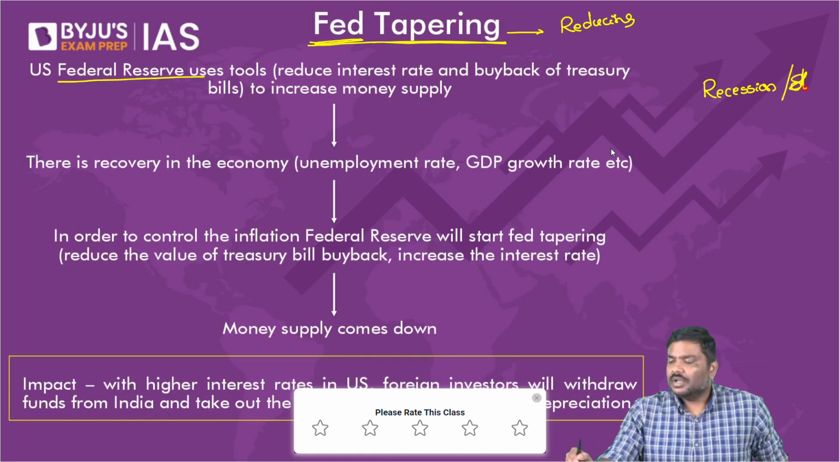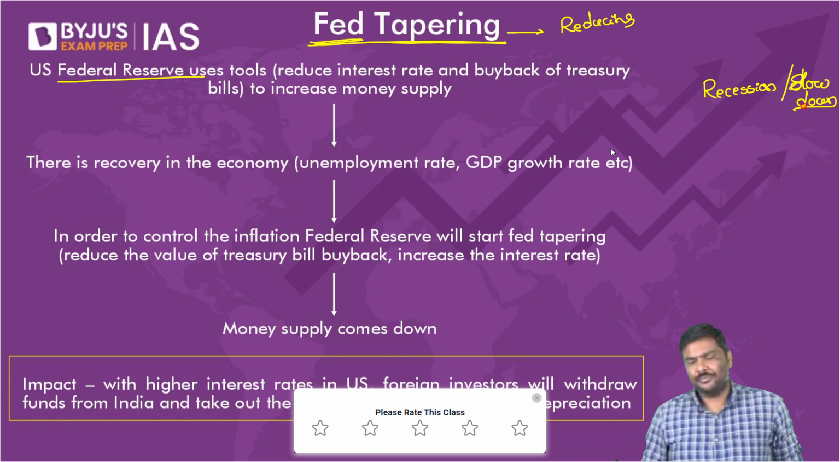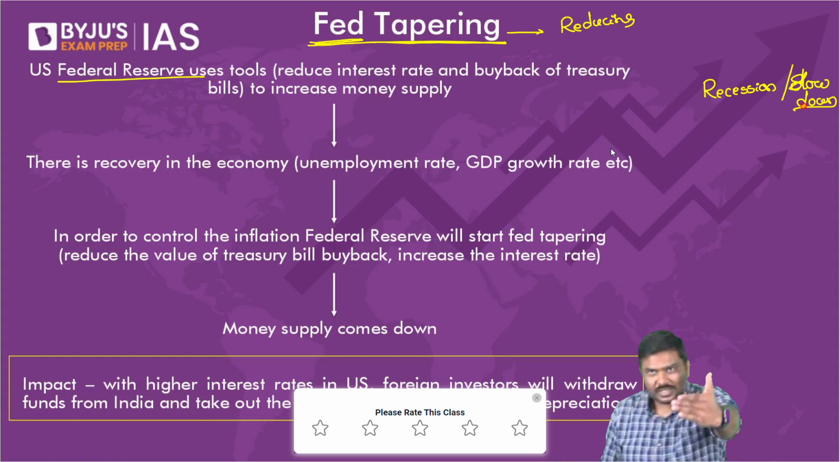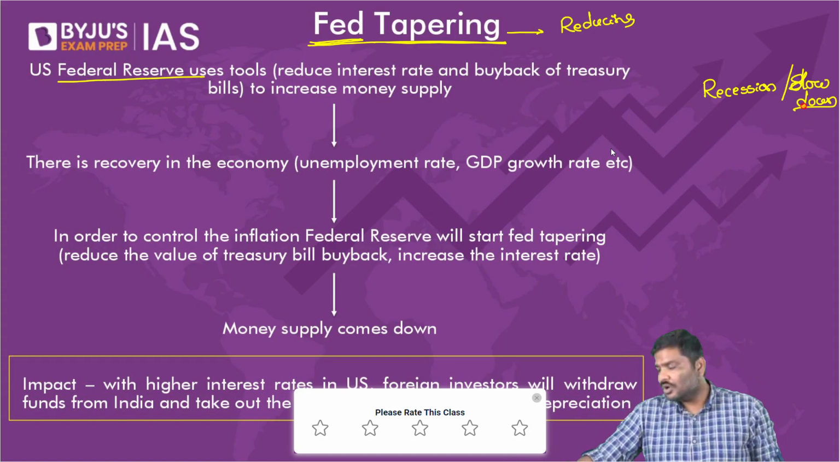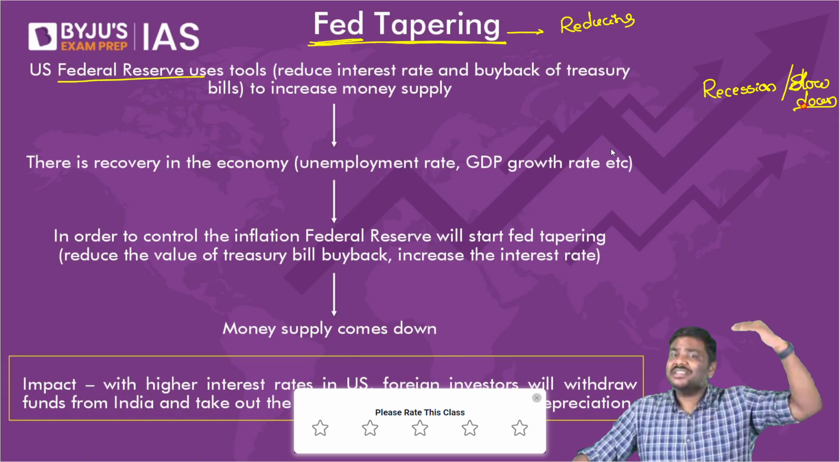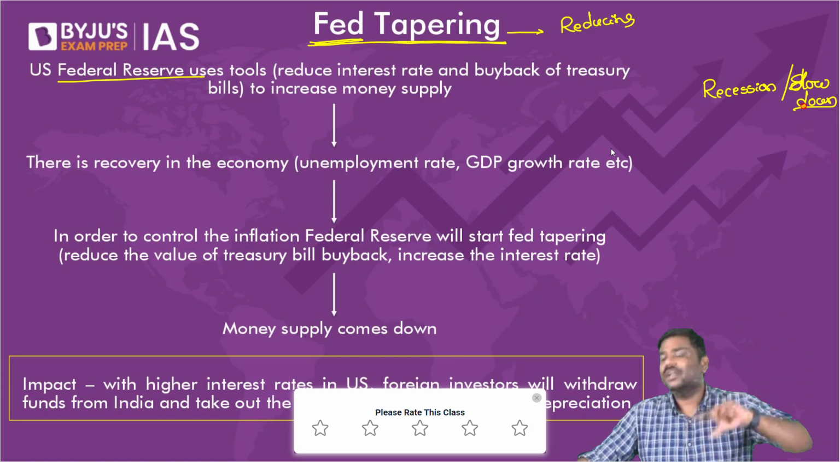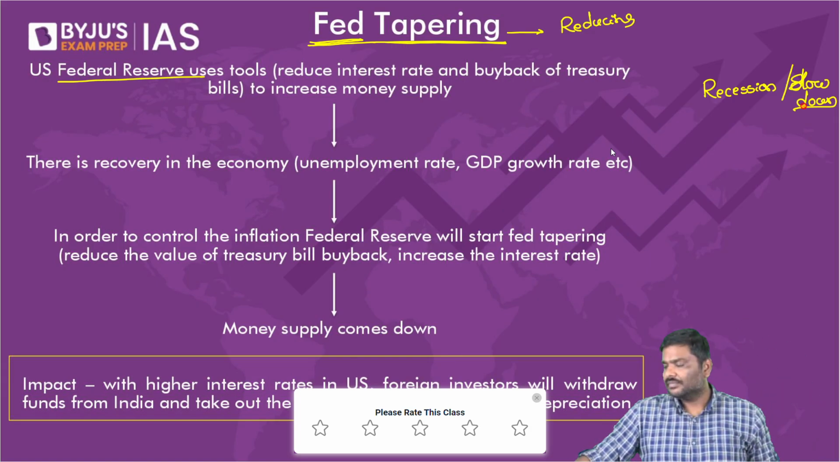Imagine there is either a recession or slowdown in the domestic market. Either there is a recession or there is a slowdown in the GDP value. Now, please tell me, you are the central banker. What will you do when there is a recession or a slowdown?